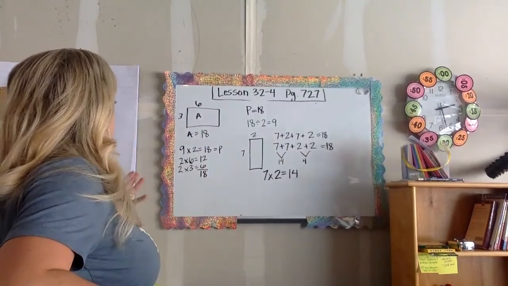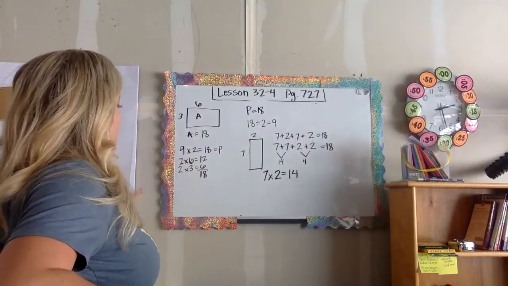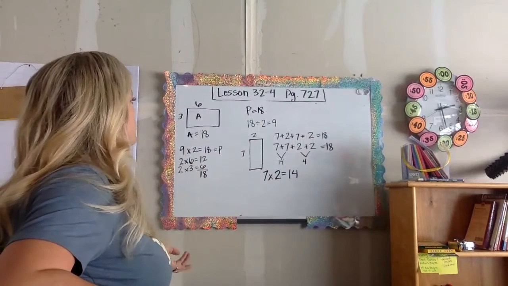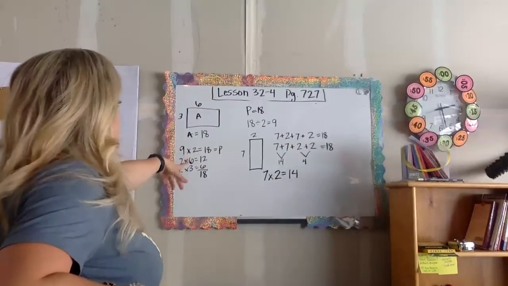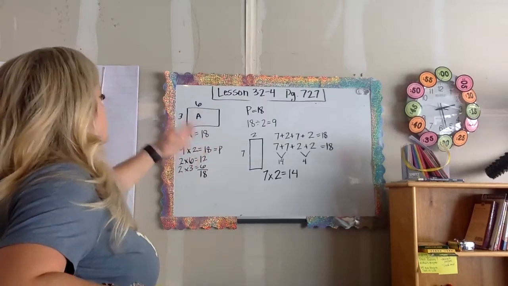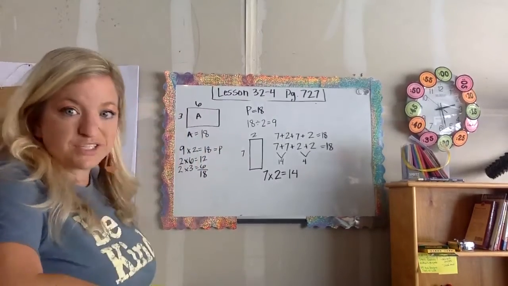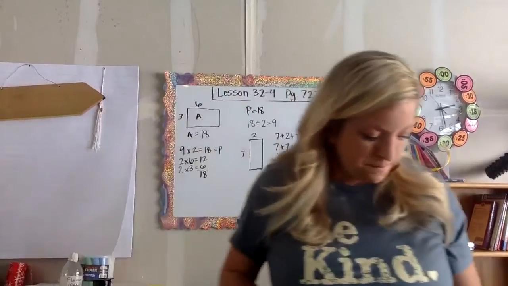So the examples are 3 and 6, 7 and 2. You could have 5 and 4, because 5 times 4 would give you an area of 20. Let's see. I believe that's it. Oh, 8 and 1. So 8 times 1 is 8. We would have an area of just 8 on that example.